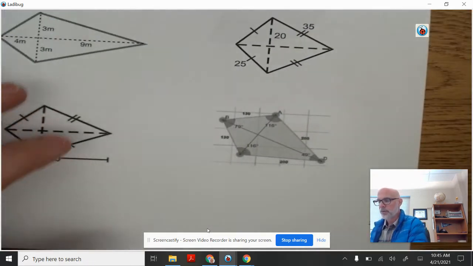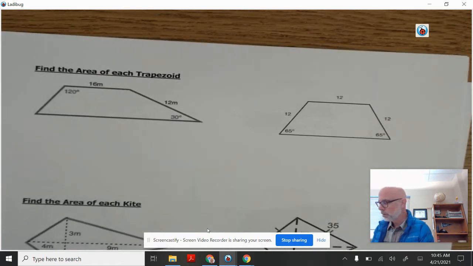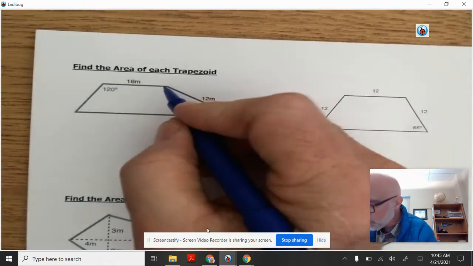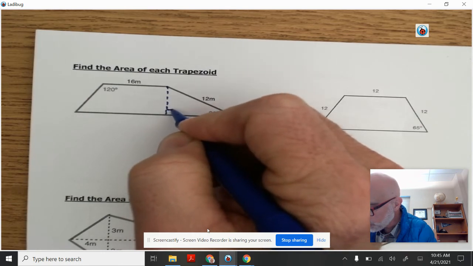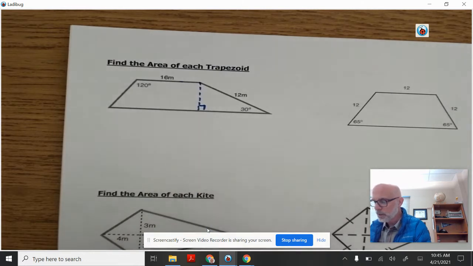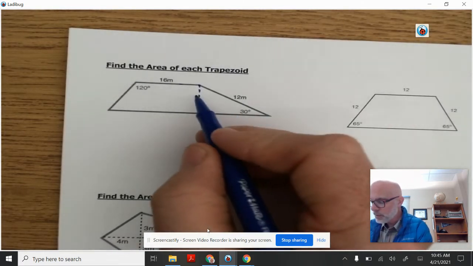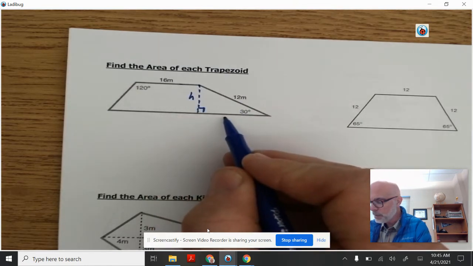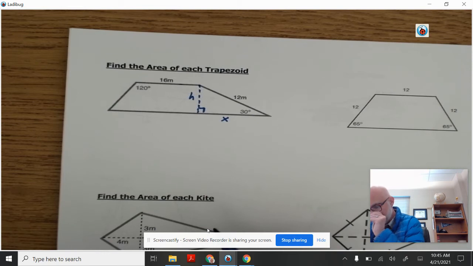Let's look at a few more. We could do a trapezoid that does not have the height drawn in. So, of course, you know you're going to need to draw in the height. Still use your formula. Now that 16 transfers down here. I'm going to need to find this part right here. This is going to be my height. I'm going to need to find this part right here because that's going to lead me to this entire base.